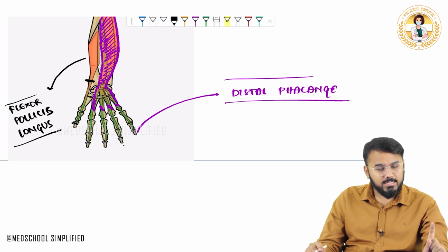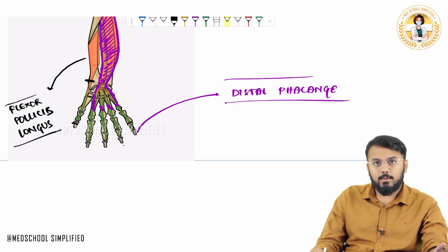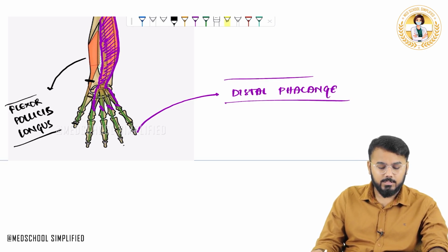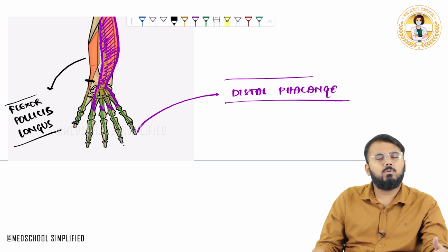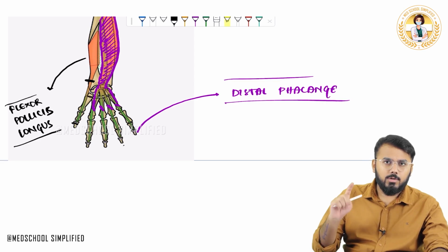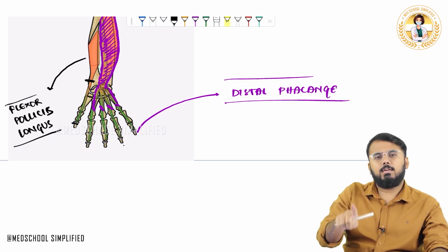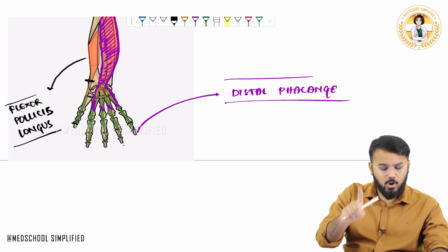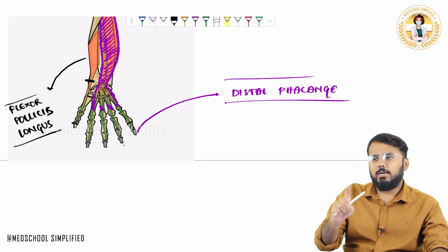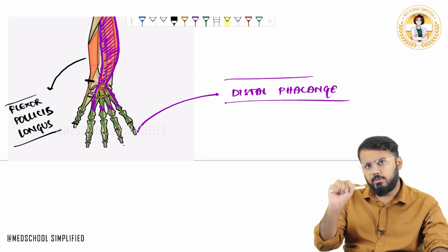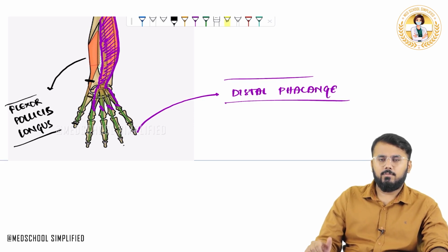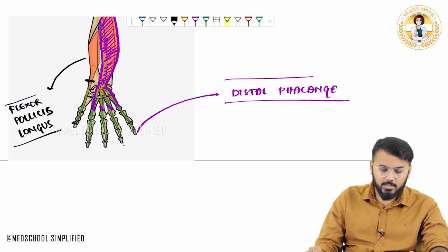Keep this muscle in mind, because later on I will tell you one very important clinical point. At that time I will draw this muscle once again, and you have to know. So remember only 2 points: flexor pollicis longus has a long tendon and it attaches to the distal phalanx of your thumb. This is the only thing which you need to remember.